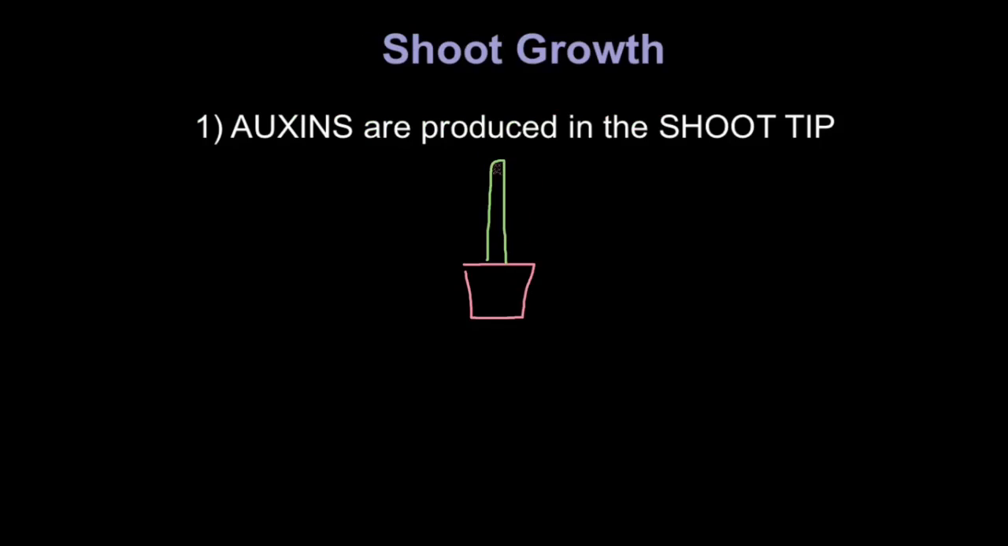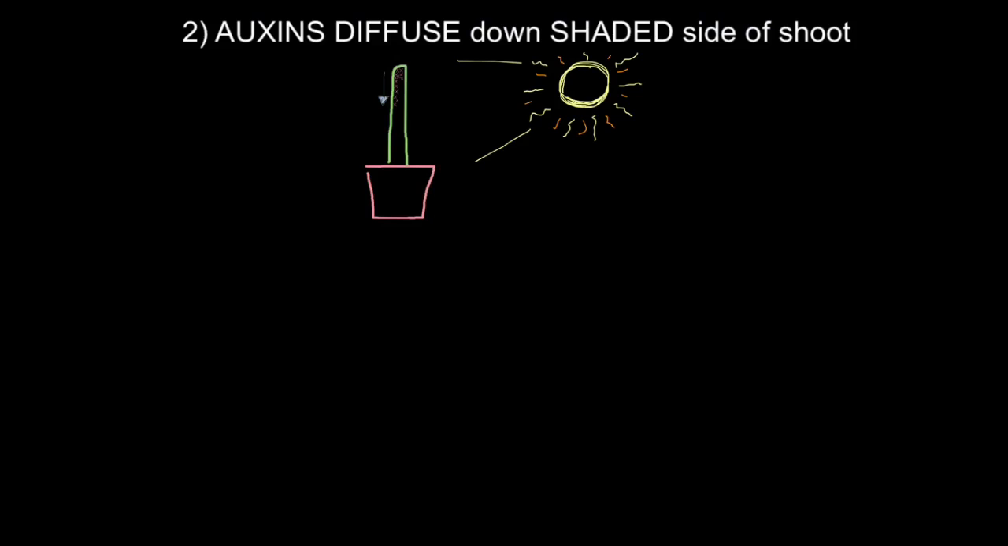So now let's look at how auxins actually work. So firstly, we'll look at how auxins bring about growth in the shoots of plants. Step 1, auxins are produced in the shoot tips. So you can see the pink crosses there are auxins in the tip of the shoot. Next, auxins will diffuse down the shaded side of the shoot. So you can see sunlight coming this way, it could be any sort of light, and you can see the auxins start to diffuse down the shaded side, but not the side which is exposed to sunlight.